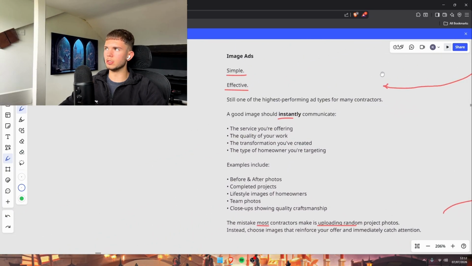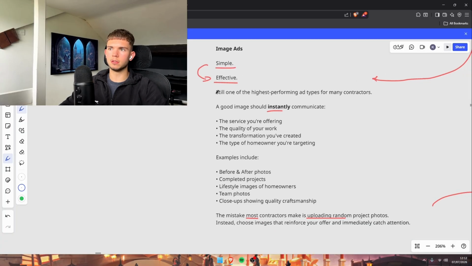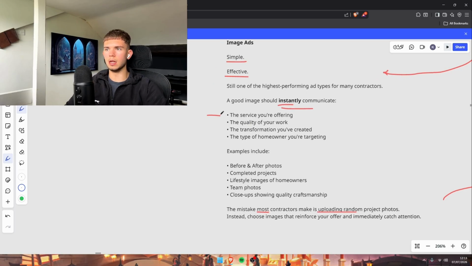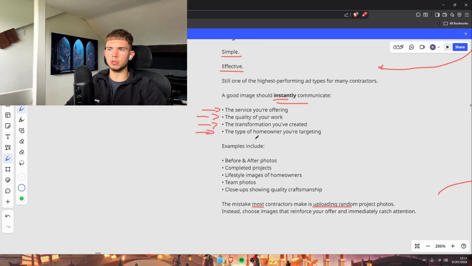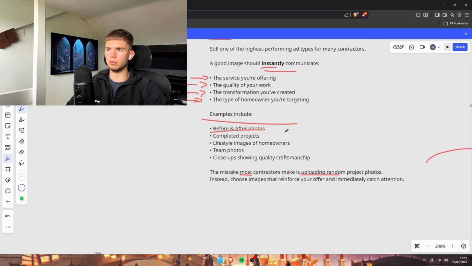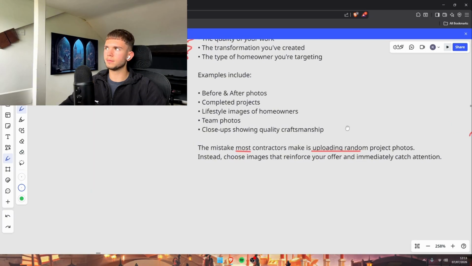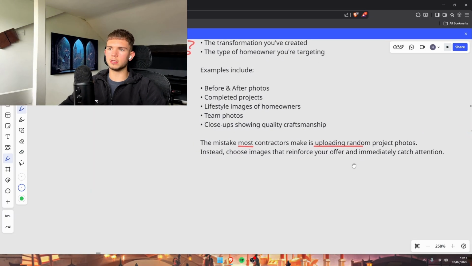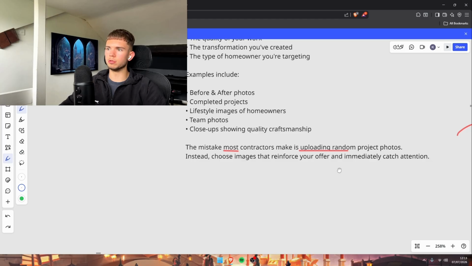We have image ads, like I mentioned before. They're simple, they're effective, they're still one of the highest performing ad types for many contractors, and a good image should instantly communicate the service you're offering, the quality of work, the transformation, the type of homeowner you're targeting. The examples would include before and after photos, completed projects, lifestyle images of homeowners, team photos, and close-ups showing quality craftsmanship.